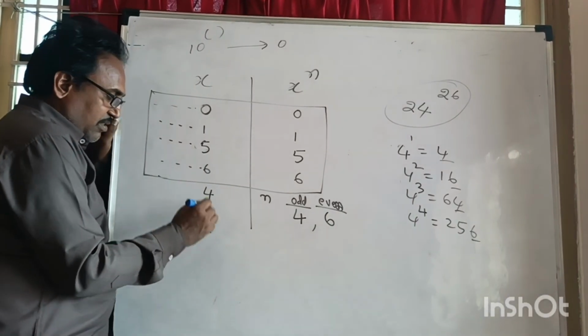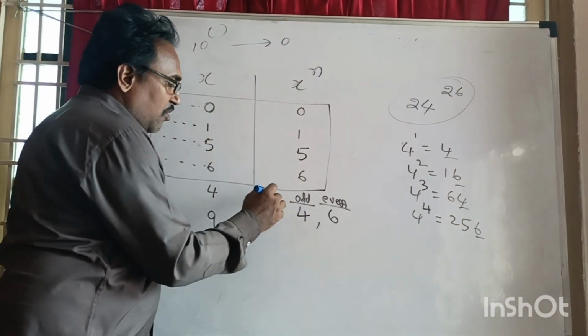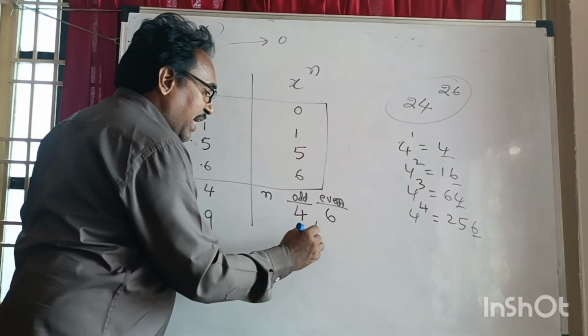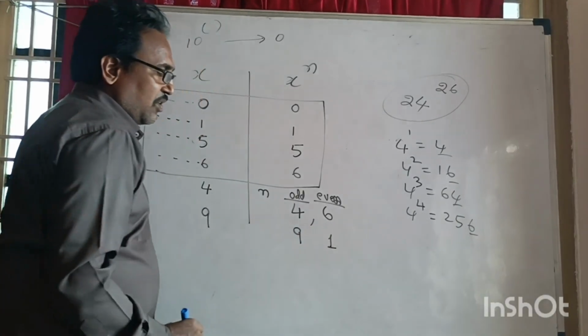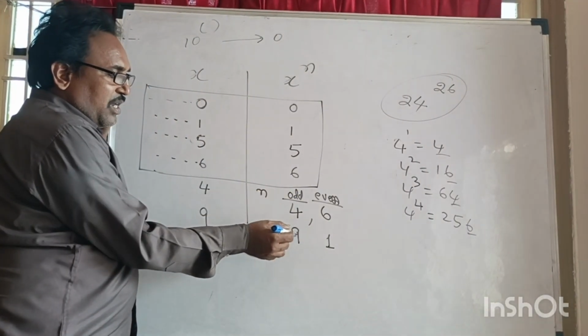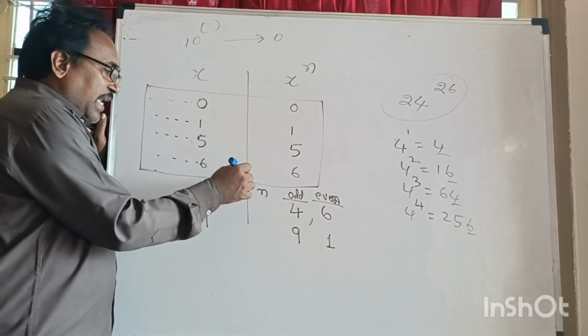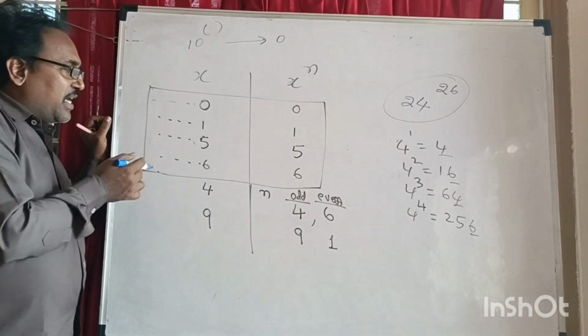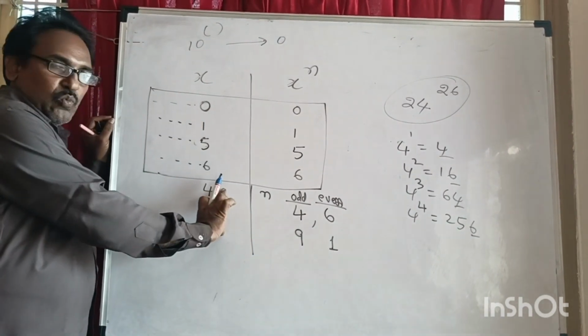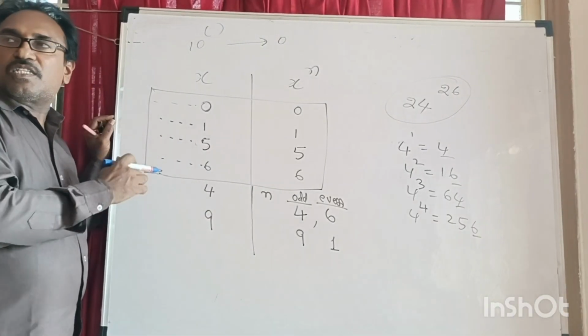Similarly with 9. 9 also ends with 9 or 1. Okay, if the exponent is an odd number, it ends with 9. Even number, it ends with 1. So we have 10 digits. Out of 10 digits, 4 and 9 are done, and 0, 1, 5, 6 also. No problem. Very simple.